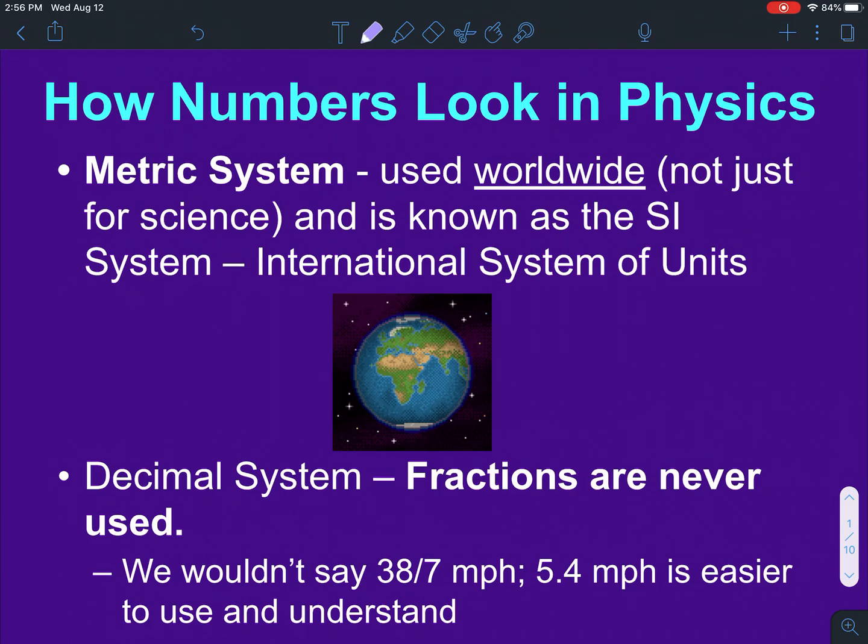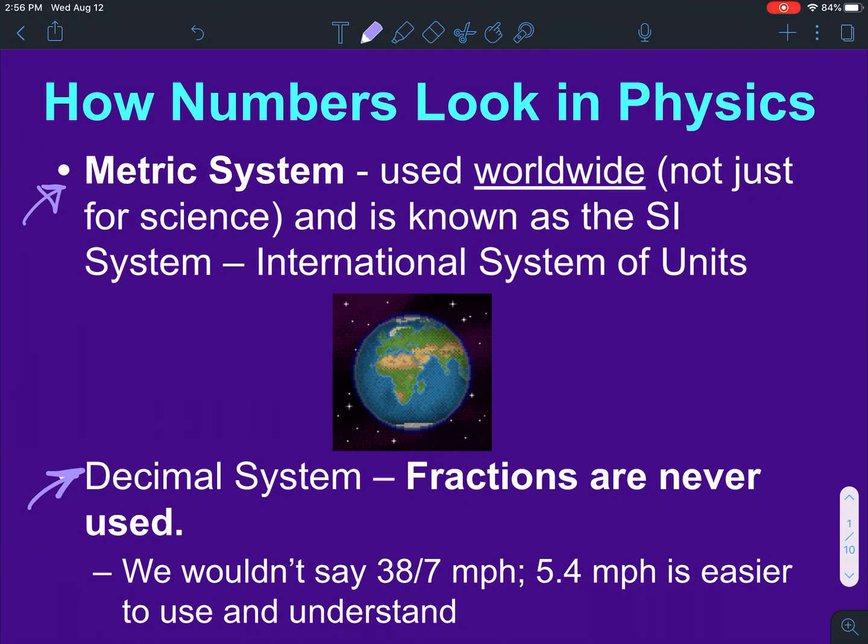So a couple of background pieces of information that are important are that we will only be using the metric system in physics. The metric system is actually used across the world in science, and so that's why we'll use that in physics. Secondly, and this is kind of cool, the metric system is a decimal system. So basically that just means that we will not be using fractions.